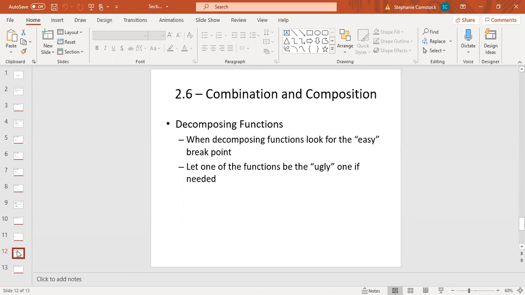And guys, that means if you need one of your functions, either f of x or g of x or whatever two they're using in combo here, if you need one of those to be ugly, like a big long nasty thing, then let it. Okay, you have the option here to let one thing be the nasty one and the other one be really super clean and pretty. Okay.